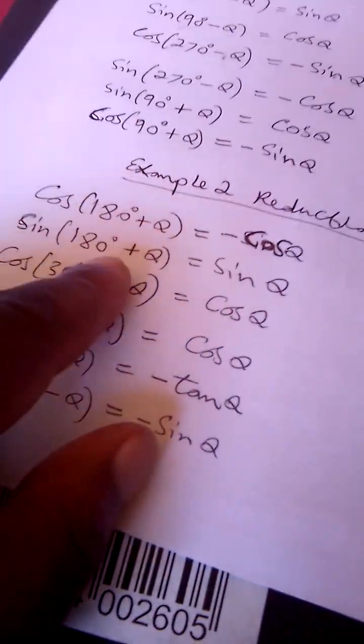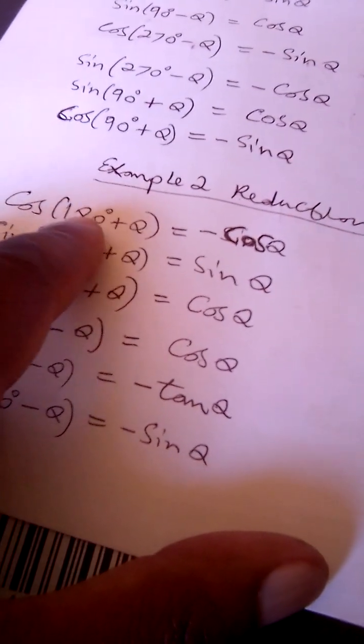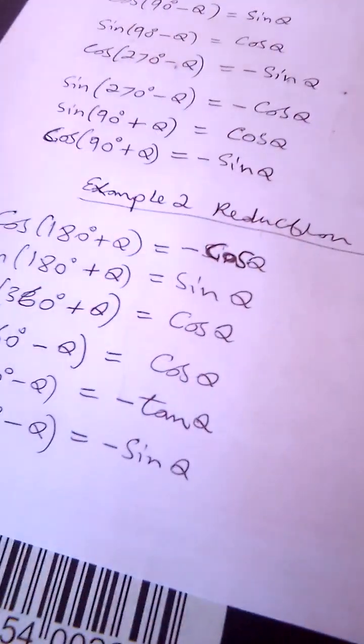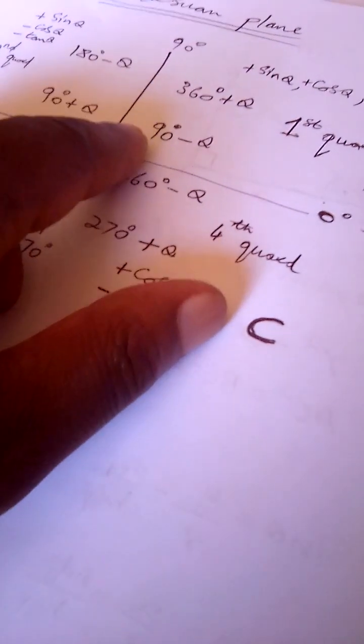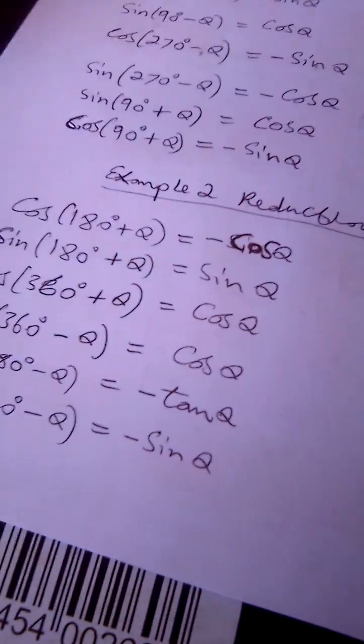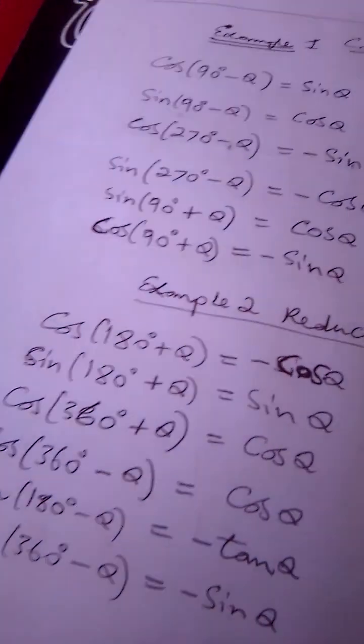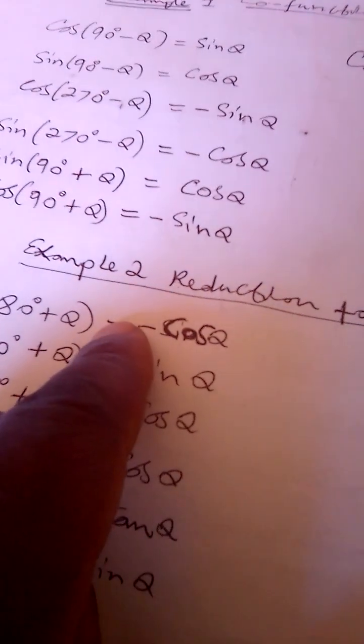The same thing for the reduction formula. So this one is unchanged. For instance, let's say 180 plus, in which quadrant? We know that 180 plus is in the third quadrant. Now cos in the third quadrant, is it positive or negative? You check. Cos is negative in the third quadrant. Okay, you write a negative.